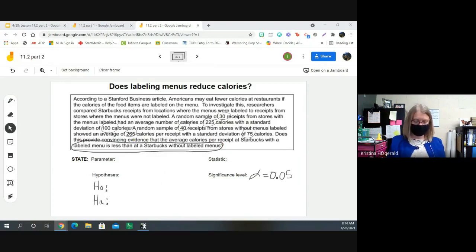So what's our parameter? We have two groups, group 1 and group 2, and we're looking at group 1 minus group 2, the differences. So this is the true average difference of calories consumed between labeled and unlabeled menus.